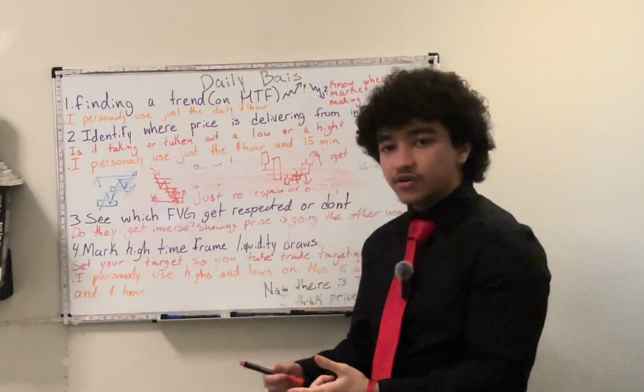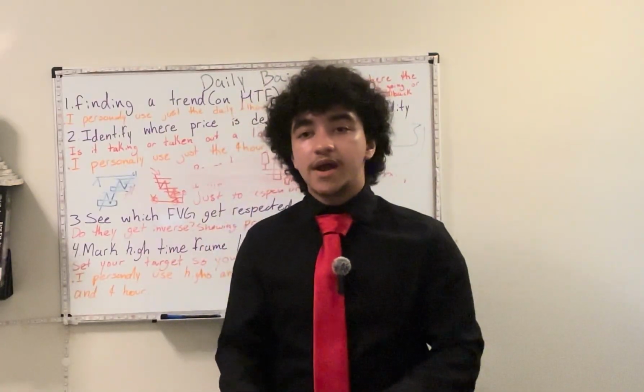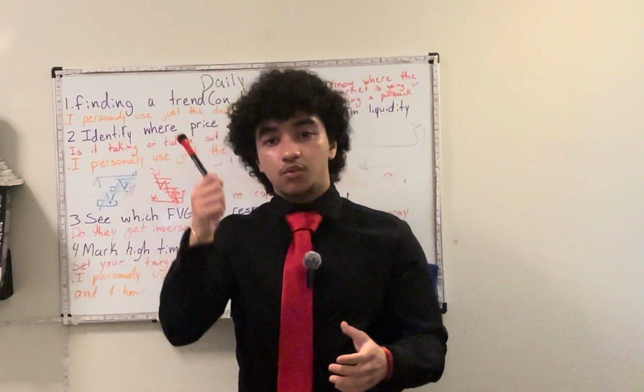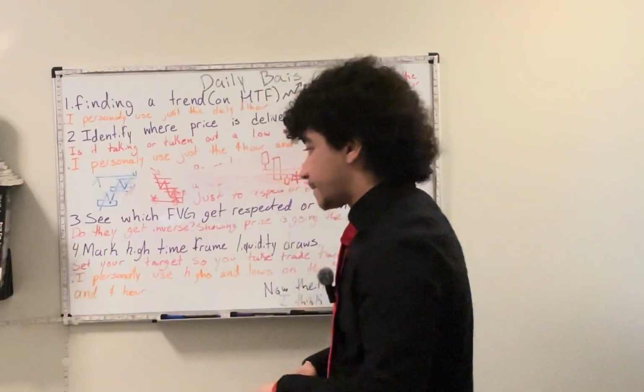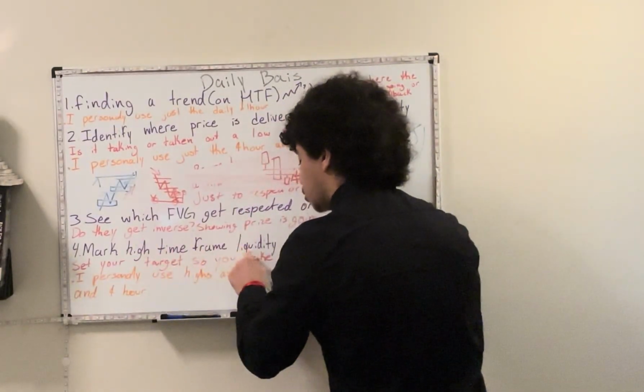All right, do they get inverse? So if we have a bearish fair value gap and it gets inverse, we're now bullish, meaning it's going the other way, which is bullish, up. Then we see number 4, mark high time frame liquidity draws.